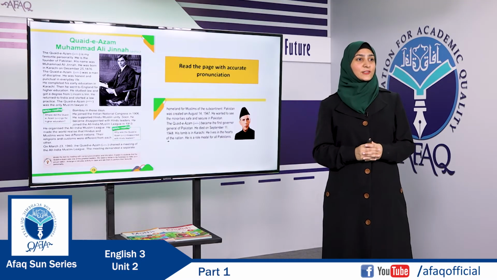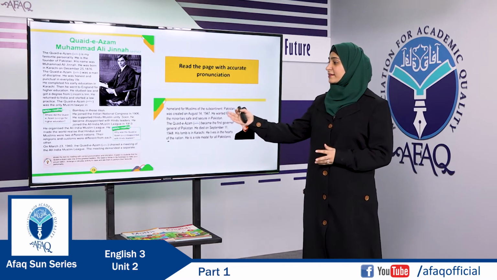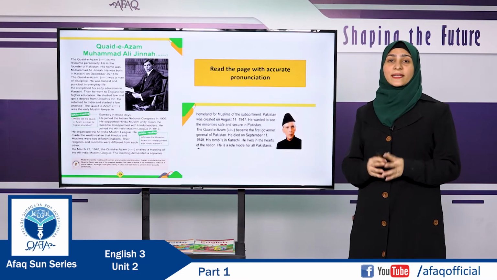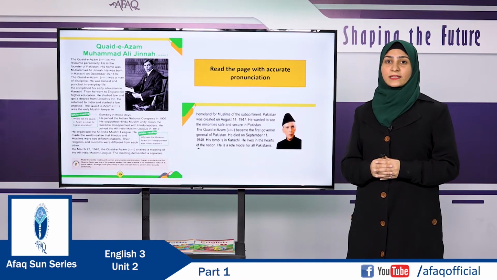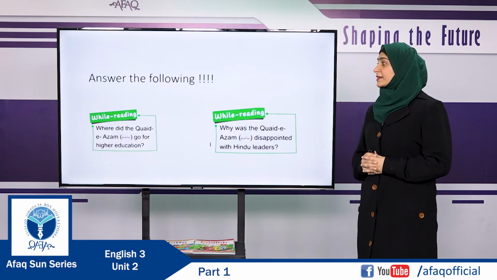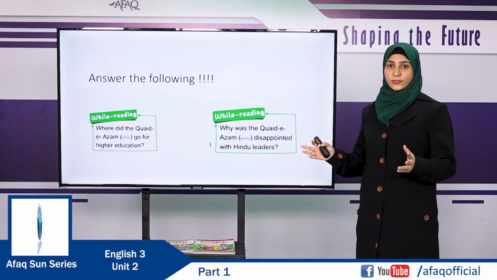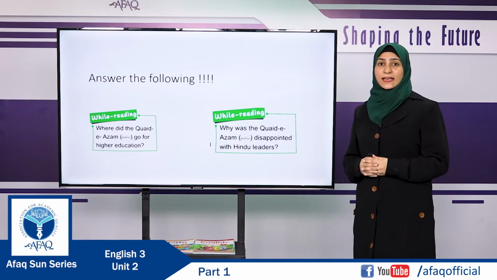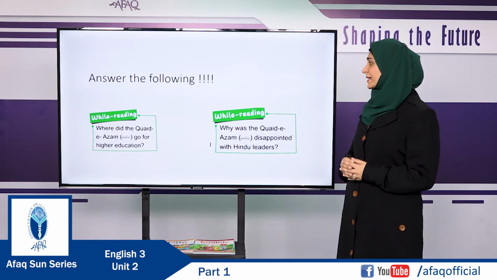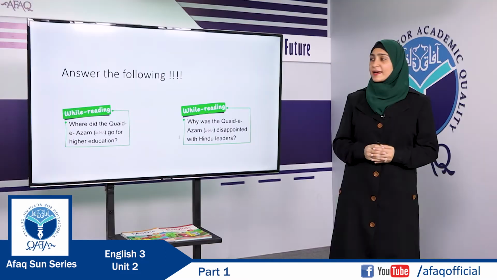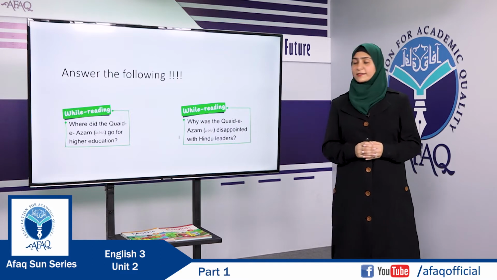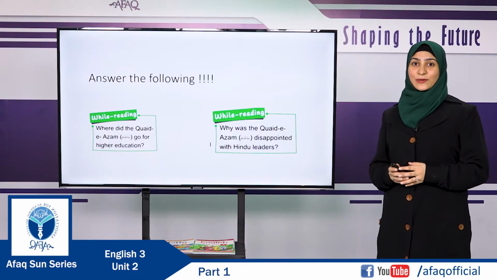So, dear teachers, this is the page given in the textbook of unit 3. What you are going to do is make sure that the student is reading it with the correct pronunciation. After that, the student will answer the following questions. Dear students, as you have already read the page, can you answer: where did Qaid-e-Azam go for higher education? And why was Qaid-e-Azam disappointed with Hindu leaders? Give me the answers as quickly as you can.